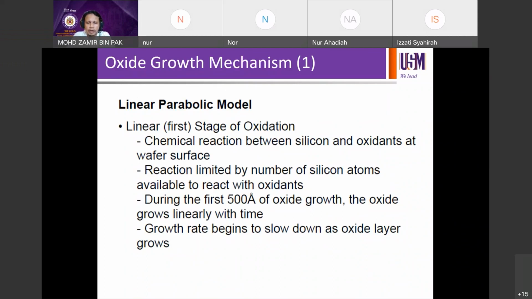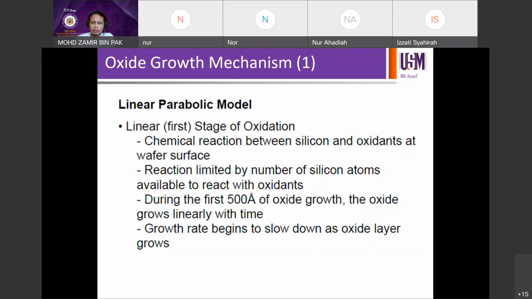So the reaction will be limited by the number of silicon atoms, and we discussed a little bit about the effect of using 100 wafers against 111 wafers, right? That in terms of the density of silicon atoms available for the reaction.